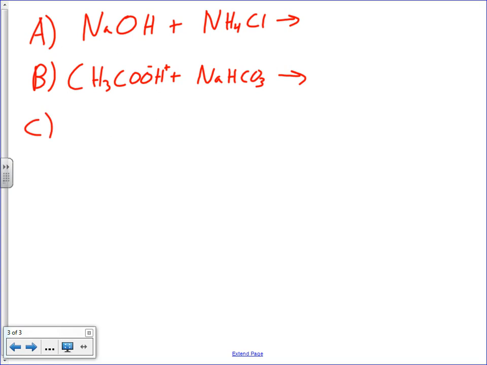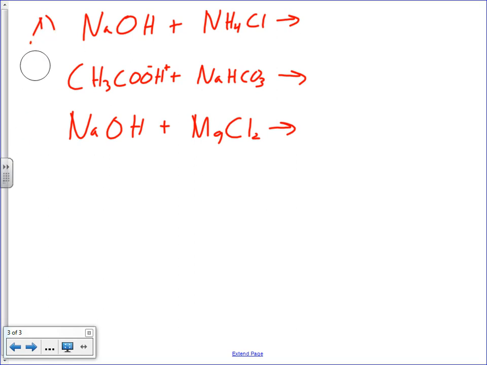Pair C. Okay, we've got sodium hydroxide and magnesium chloride. You will not need to. Whoops, I should write these as numbers because that's what they are. Well.